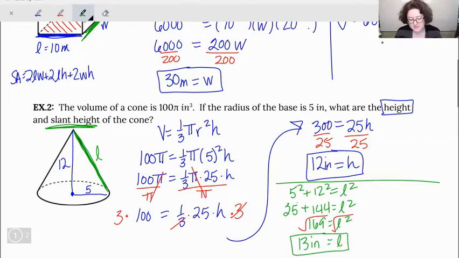And again, you might notice that number 12 or 5, 12, 13 is one of those Pythagorean triples that we studied back in our right triangle unit. So if you recognize that pattern, you're more than welcome to use it.